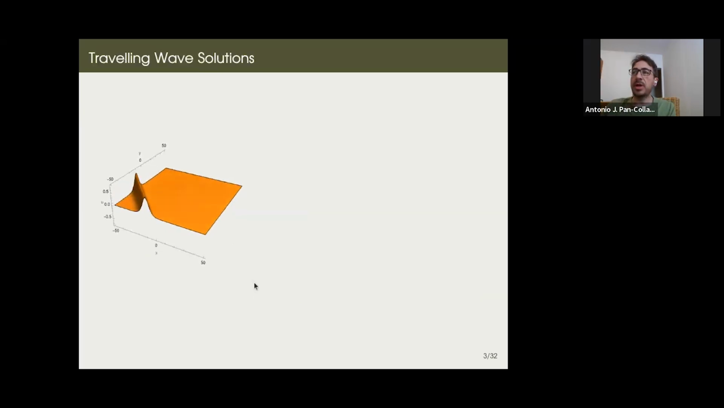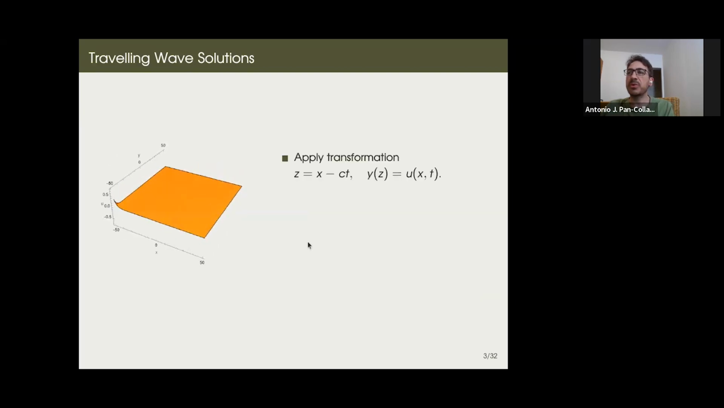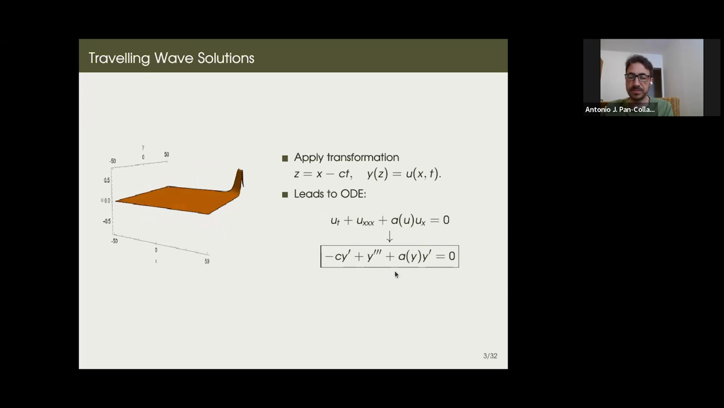In particular, we will be concerned with the traveling wave solutions of the gKdV equation, the ones that look like a wave moving at a constant speed. For this, we apply the traveling wave ansatz, which is this transformation here. In this way, we reduce our original PDE into this third-order ordinary differential equation.